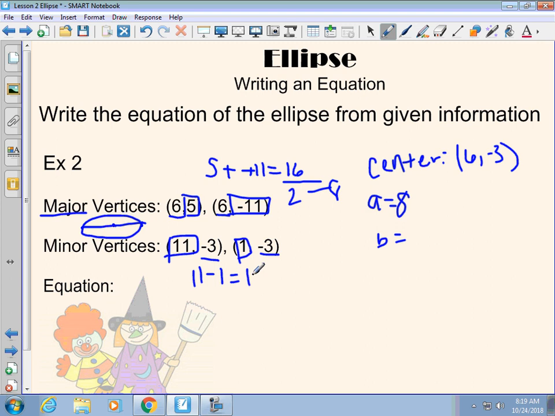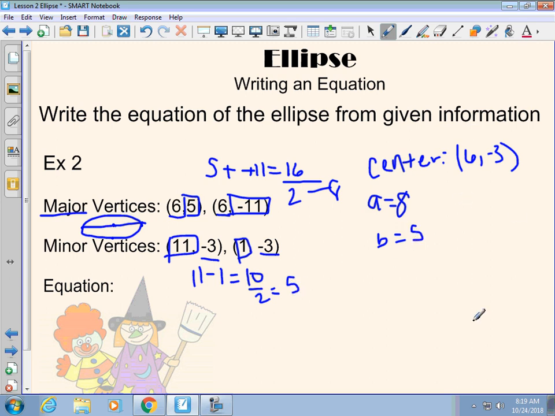And again, that's the full length from endpoint to endpoint, right? It's actually not going to be top and bottom, but from endpoint to endpoint. And then I'm going to divide it by 2, and I get 5. So my B value is 5.